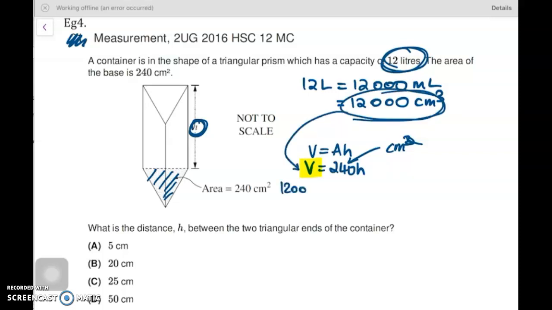So that's 12,000 is equal to 240H. And to make H the subject, we just divide both sides by 240, which would give us 50 centimeters. So that's our answer to that question.